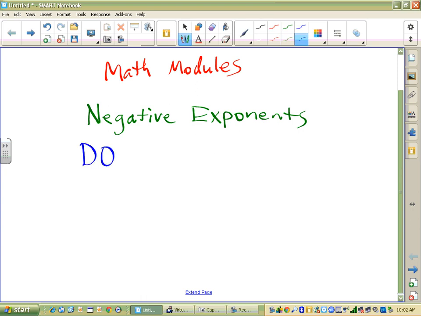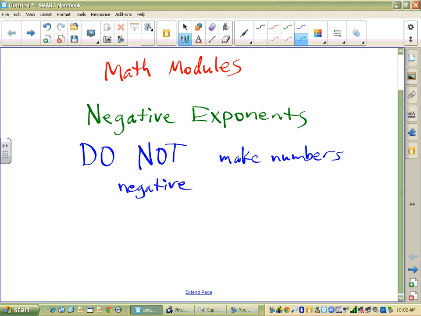The most important thing to realize about negative exponents is this. Negative exponents do not, they never have, they never will, they do not make numbers negative. Let me repeat that. Negative exponents do not make numbers negative. Let me say that one more time. Negative exponents do not make numbers negative.